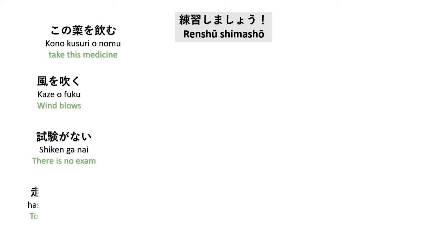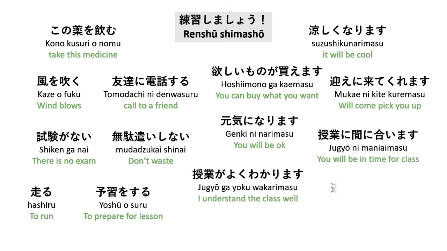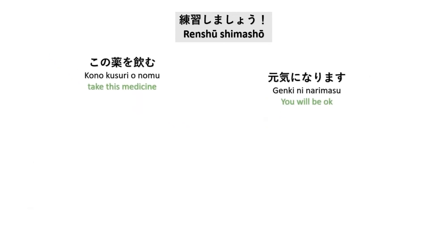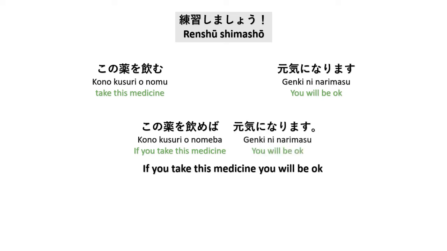Alright, let's practice. Now we're going to match these two using the ba form of the verb. For example, kono kusuri o nomu, and then genki ni narimasu. If you take this medicine, you will be okay. So how do we do this? How do we connect this using ba? Kono kusuri o nomeba genki ni narimasu. If you take this medicine, you will be okay.